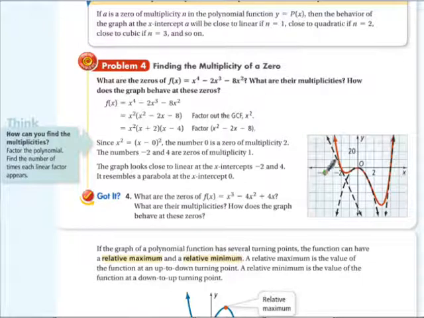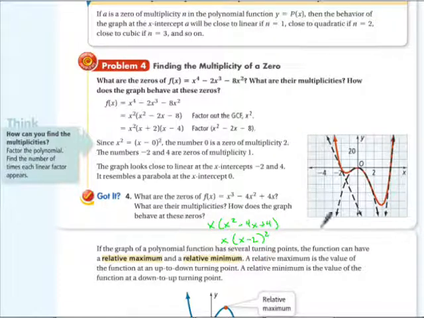All right? So let's take a look here. What are the zeros of f of x equals x cubed minus 4x squared plus 4x? So first let's graph that. Okay? So let's factor that. So we have x, we can factor that out, x squared minus 4x plus 4. And then you might notice that that is a perfect square trinomial. So this is x times x minus 2 squared.